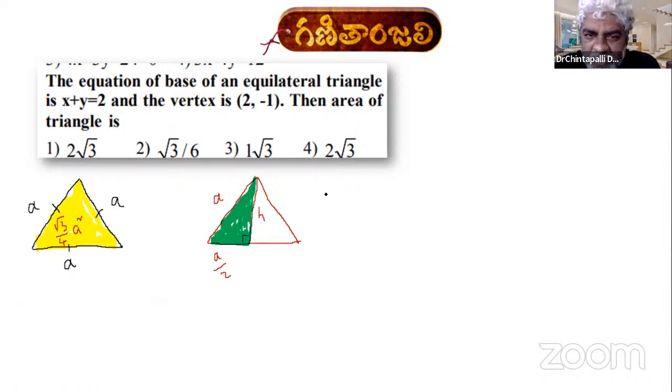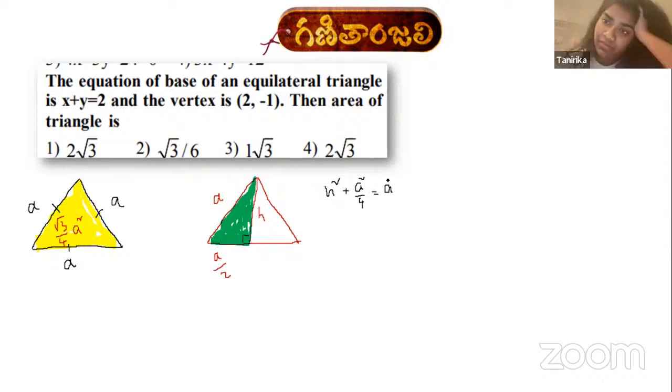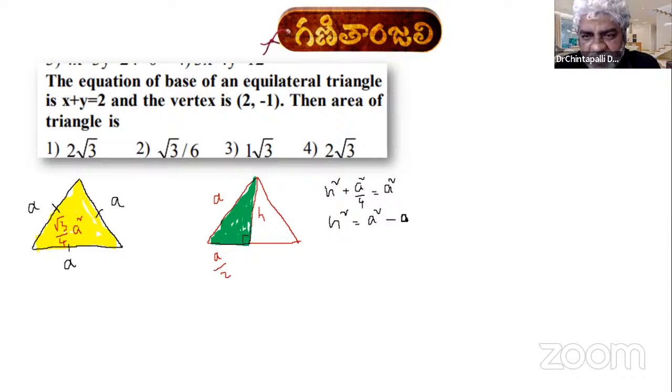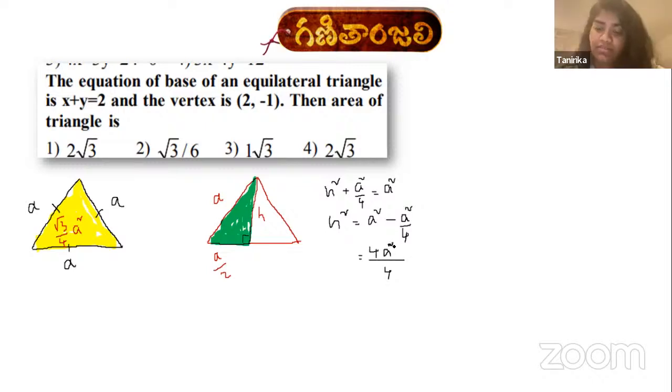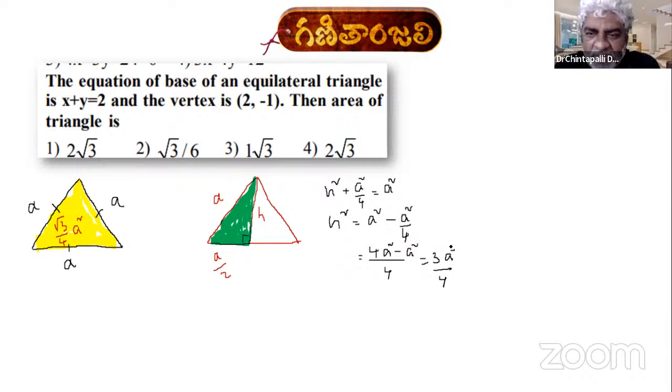Using Pythagoras theorem, h square plus a square over 4 is equal to a square. Now, h square is equal to a square minus a square over 4. By simplifying, LCM is 4. 4a square minus a square is equal to 3a square over 4, right? All this is equal to h square.